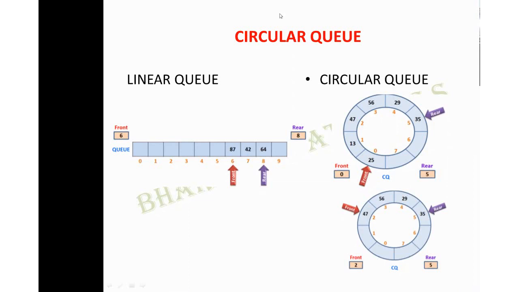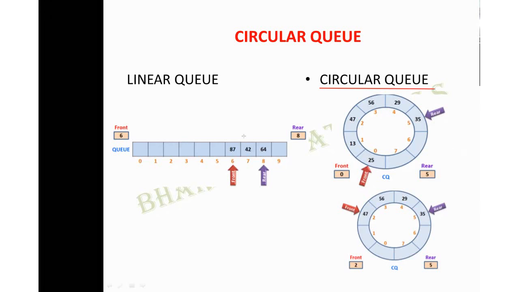Now, the concept that we have studied so far is known as your linear queue, sorry. The next thing that we are going to learn is about circular queue. What we have learned so far is linear queue. Now what we are going to learn is known as your circular queue.